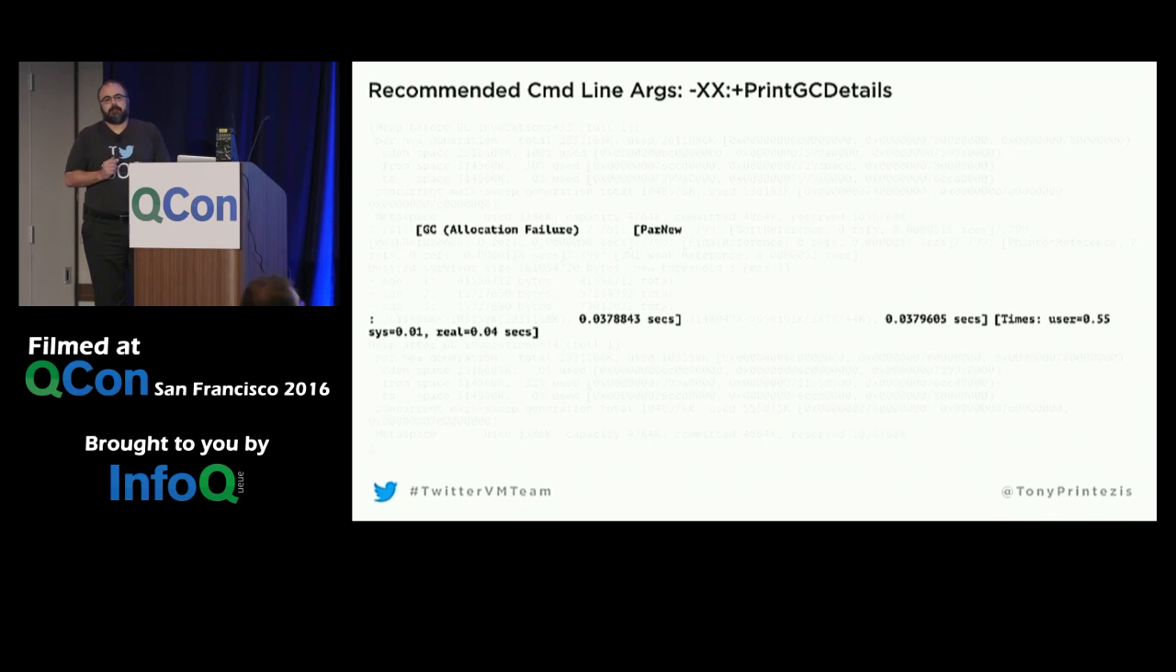The other thing that PrintGCDetails also shows is the CPU times. It shows user, system, and real time as measured during the GC. And this is really helpful.